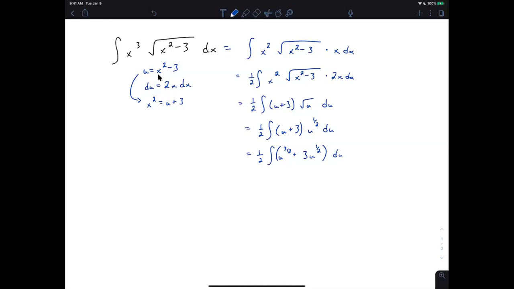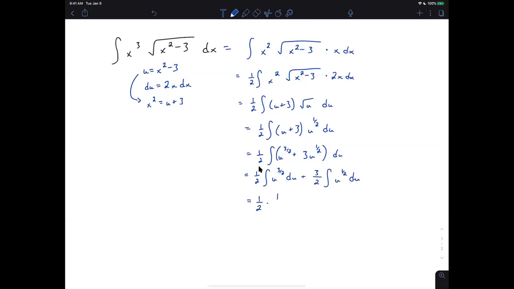And now we're going to split that into 2 problems. The 1/2 is going to go onto both of them. So I'm going to get 1/2 integral u to the 3/2 du plus, and then on this one, I'm going to pull the 3 out. So it's 3/2 integral u to the 1/2 du. And now I use the power rule on both of those.